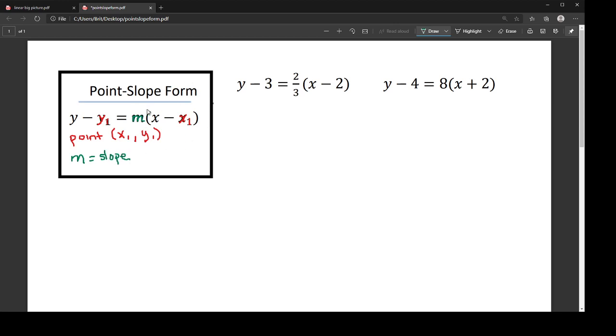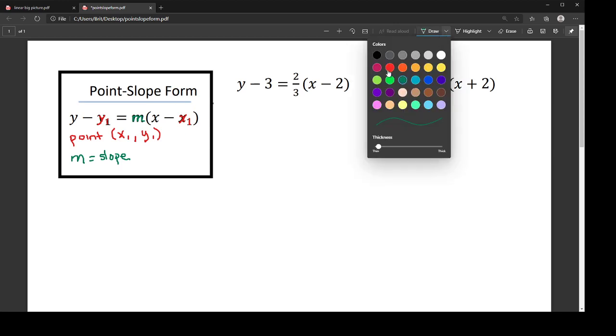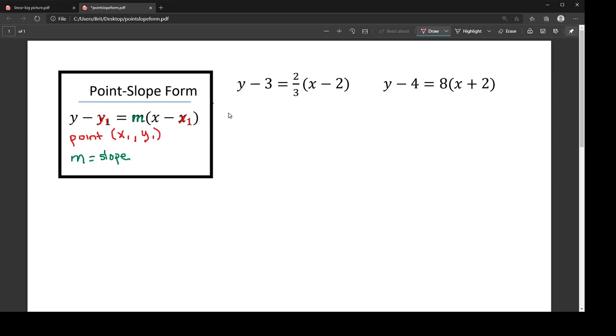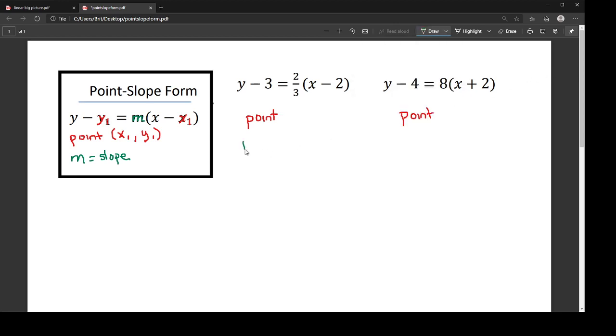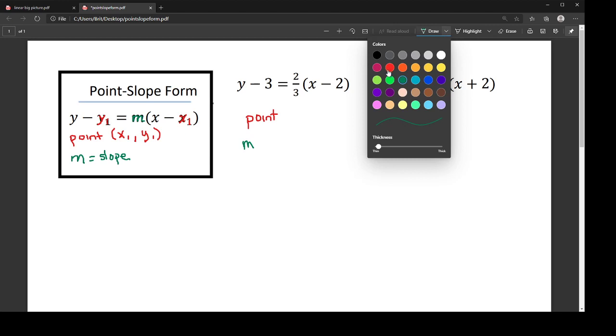Now, often point slope is nicer to have than slope-intercept because you don't always have the y-intercept. So this equation's nice because you can just write it with a point or with a slope. So now I have a couple of examples here. I want us to just identify the point and the slope for each one.